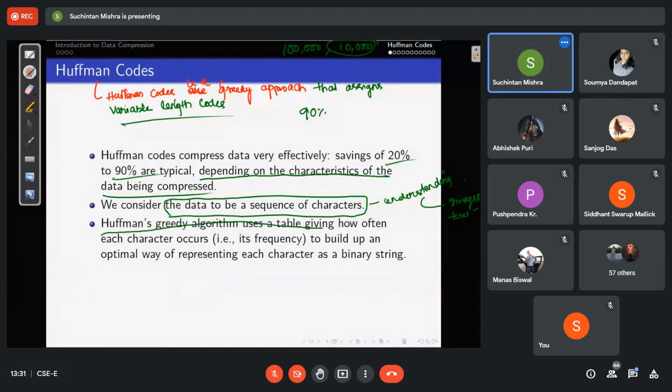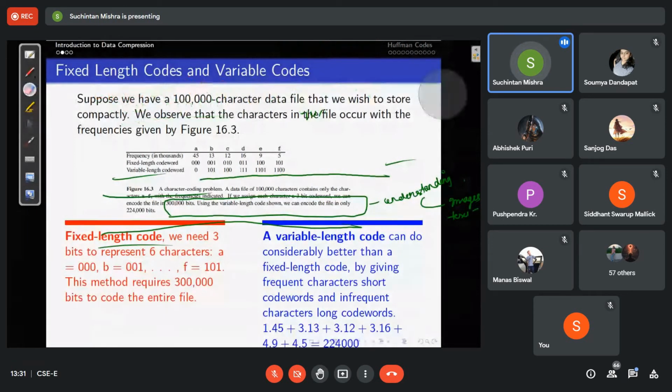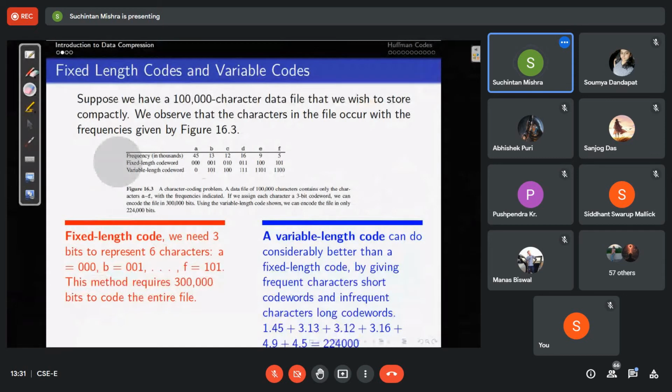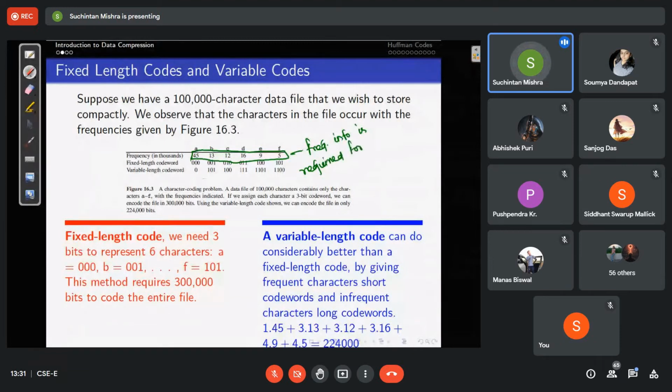Huffman's greedy code uses a table of how often each character occurs. So this is the table that Huffman code will use. It will use how many times each character occurs. That information has to be given to the Huffman code. Without the information of the frequency, Huffman code cannot produce a variable length code.